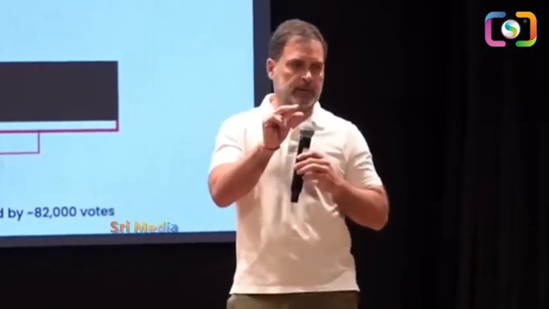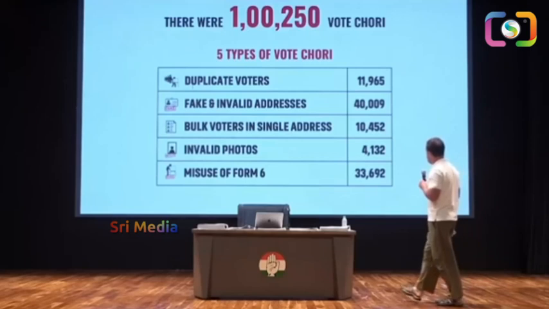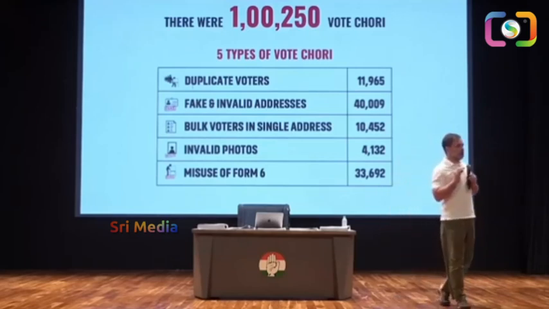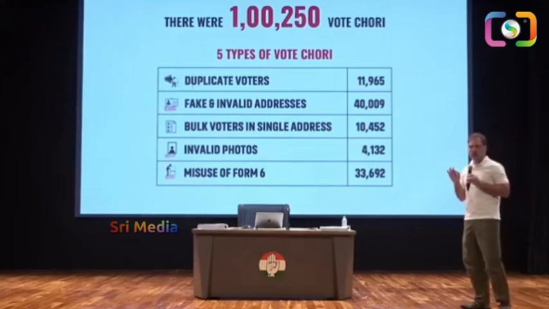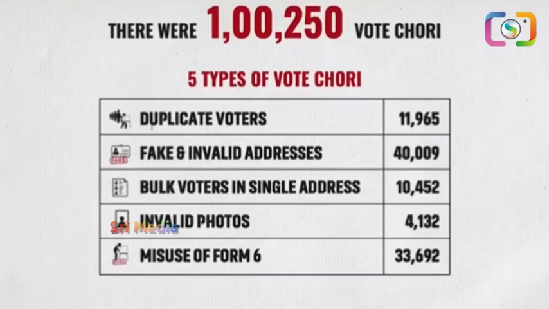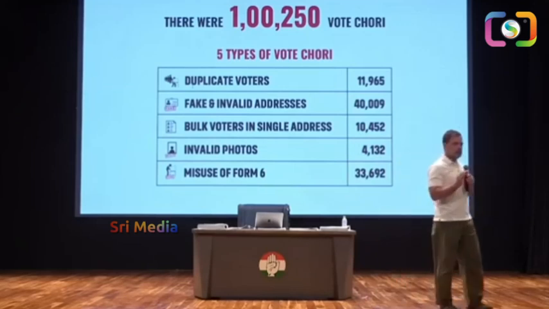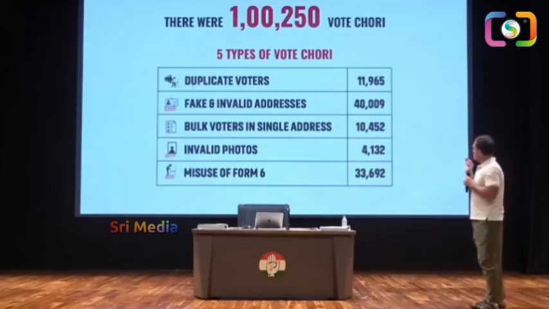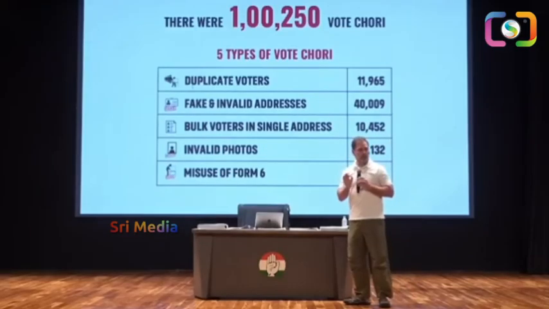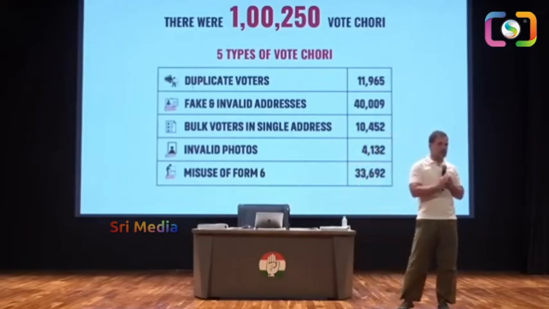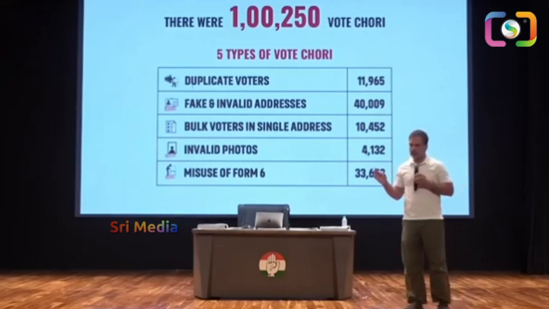So we started looking at Mahadevapura assembly. We started looking at the details. And now I'm going to tell you what we found. We found that 1,250,000 votes were stolen. And we're going to tell you how. What is the total number in the assembly? Total number of votes? So out of 6,50,000 total votes in the assembly of Mahadevapura, 1,250,000 votes were stolen. They were stolen in 5 different ways. The first way, duplicate voters. One voter appearing multiple times on the voter list.